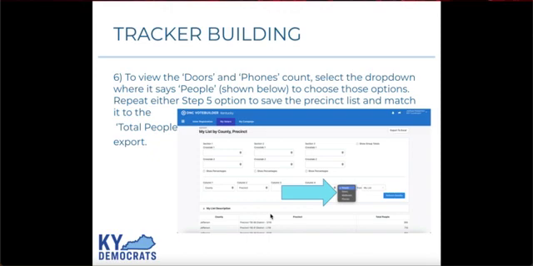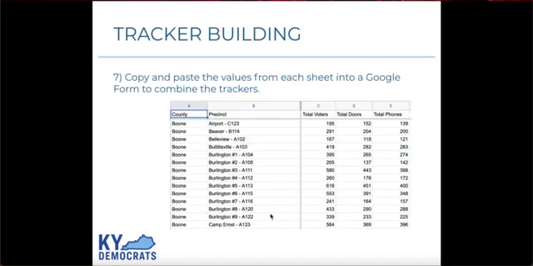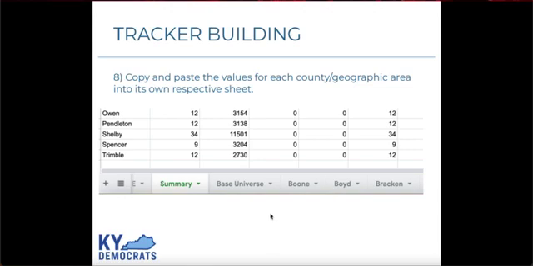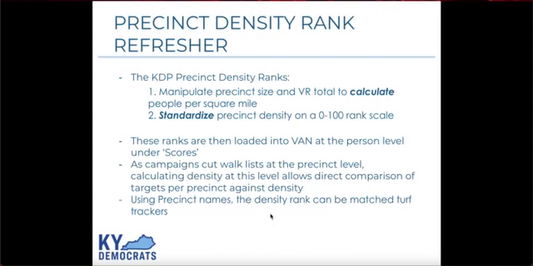So once you've done that for the people, you can do that for doors and phones as well. Copy and paste that into the spreadsheet. And then once you've done that, you're going to have something that looks like this: your county, your precinct, your total voters, your total doors, your total phones. And once you have got everything in there, go ahead and break it out by county or geographic area. So if you are a state house race or a state senate race, you have multiple counties, put your turf tracker, have various tabs for your turf tracker with separate sheets for separate counties.